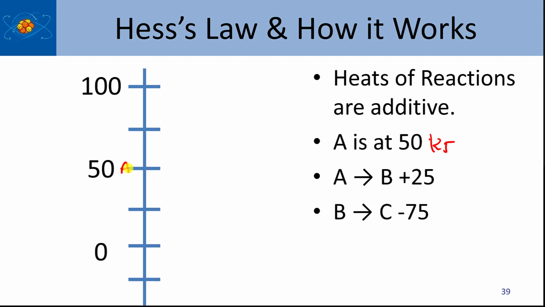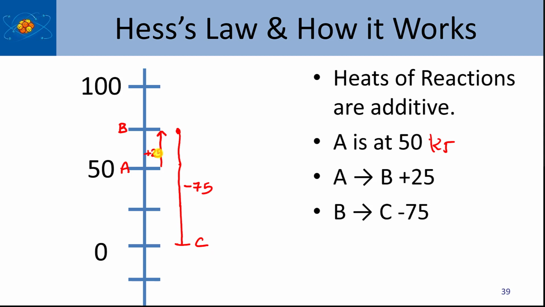Now let's say you go from A to B and it's 25 kilojoules, right? So A to B is like this, so B is up here. And then B to C is minus 75. So to go from B to C, I have to go 75. So I'll start here and I'll go 25, 50. Well, the lines aren't spaced right. 75 like this. So this is where C is at down here.